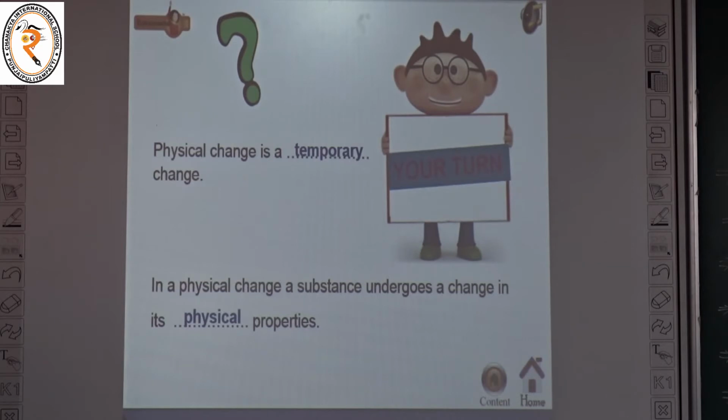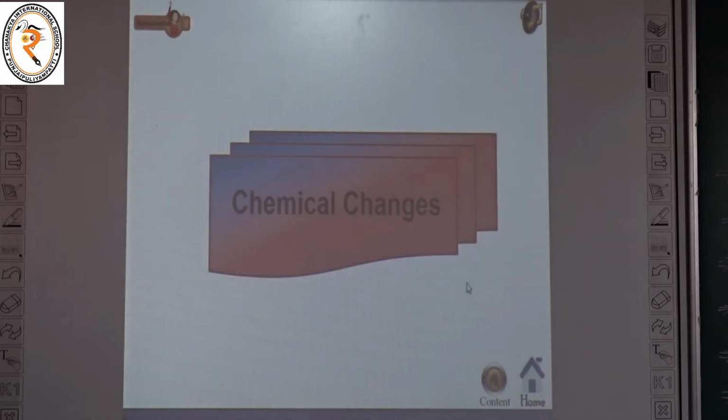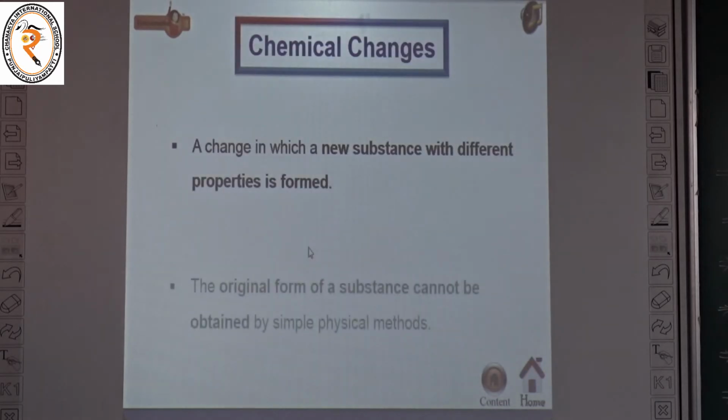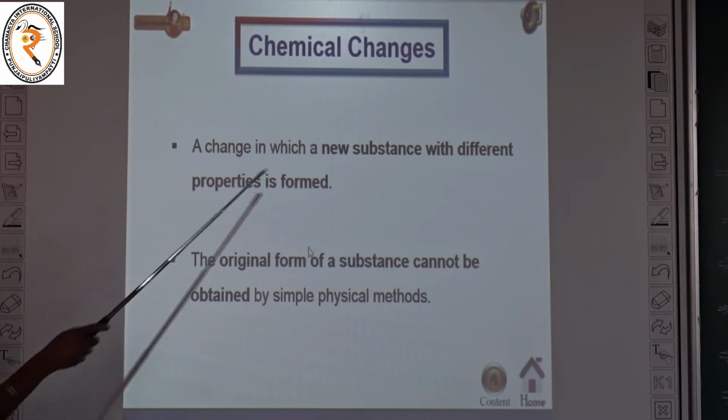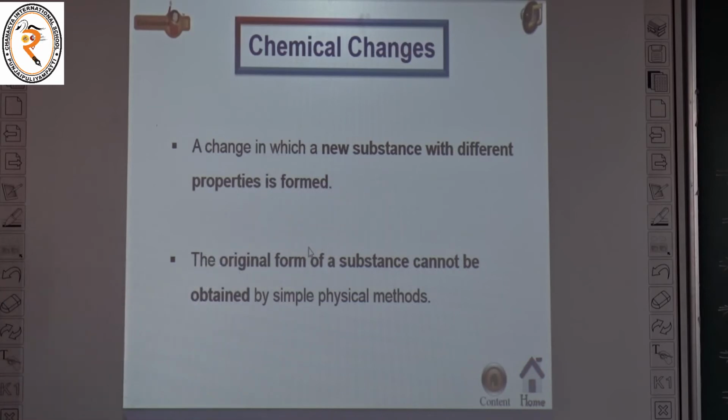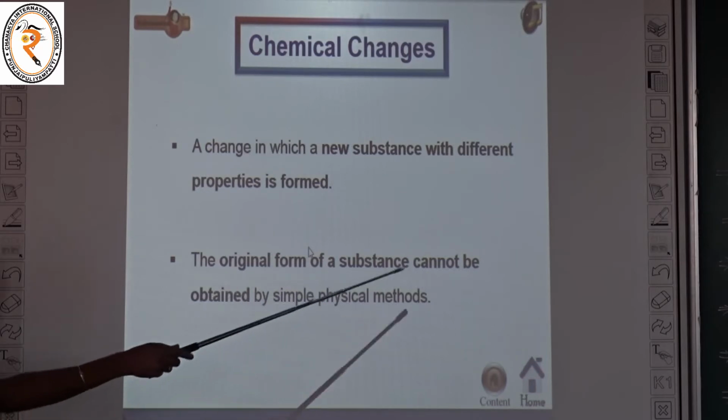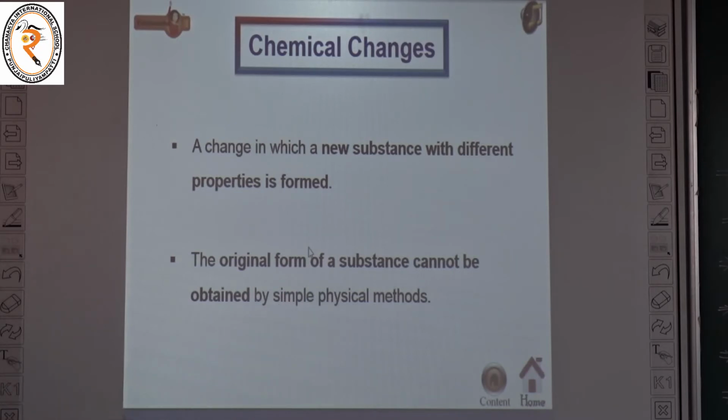And the next one, chemical changes. What is called chemical changes? See, a chemical change is one in which a new substance with different properties is formed. For example, the burning of paper, we get the ash only. Then, the original form of the substance cannot be obtained by simple physical methods. So, we cannot get the paper again from the ash.